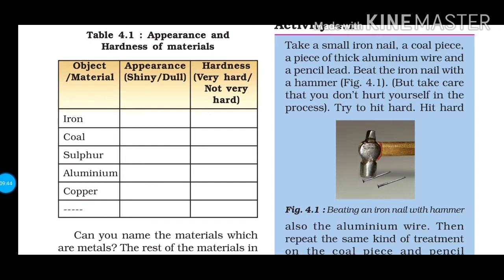And you know what the appearance of iron is. The appearance of iron is shiny and it is hard. If we are talking about coal, then coal has a dull appearance and is not very hard. If we talk about sulfur, then you know that sulfur is a non-metal. It has a dull appearance and is not hard. And aluminium, again, aluminium is a metal. It has a shiny appearance and it is hard. Copper, again, has a shiny appearance and is hard.